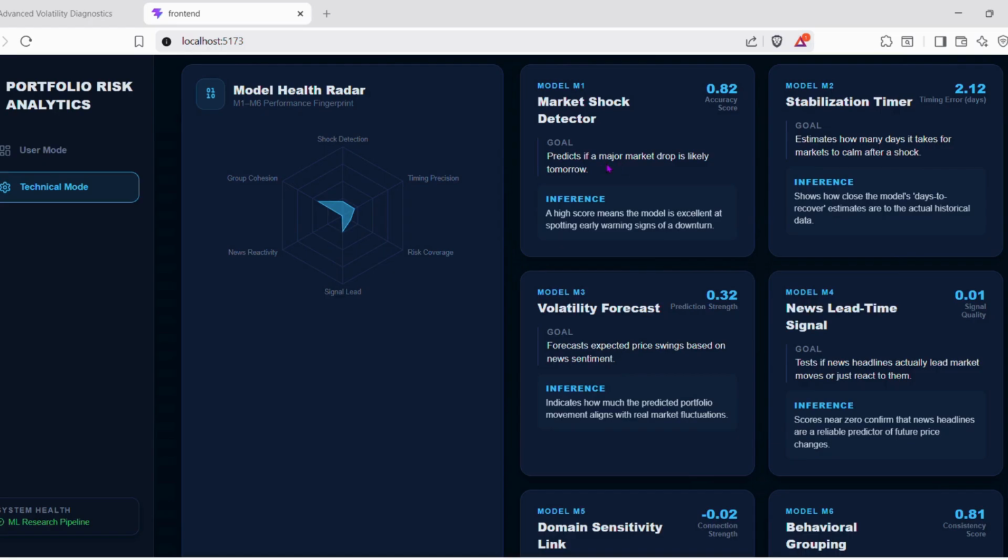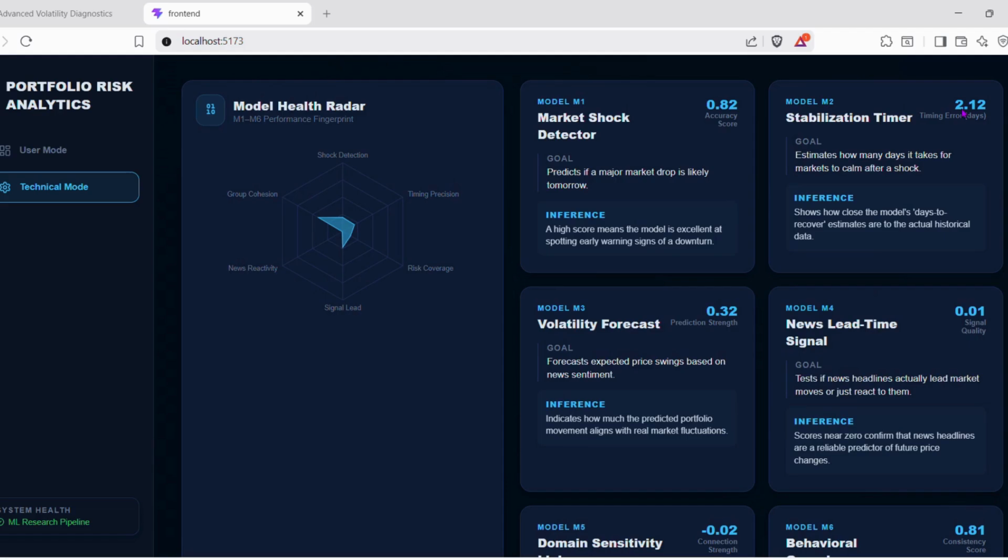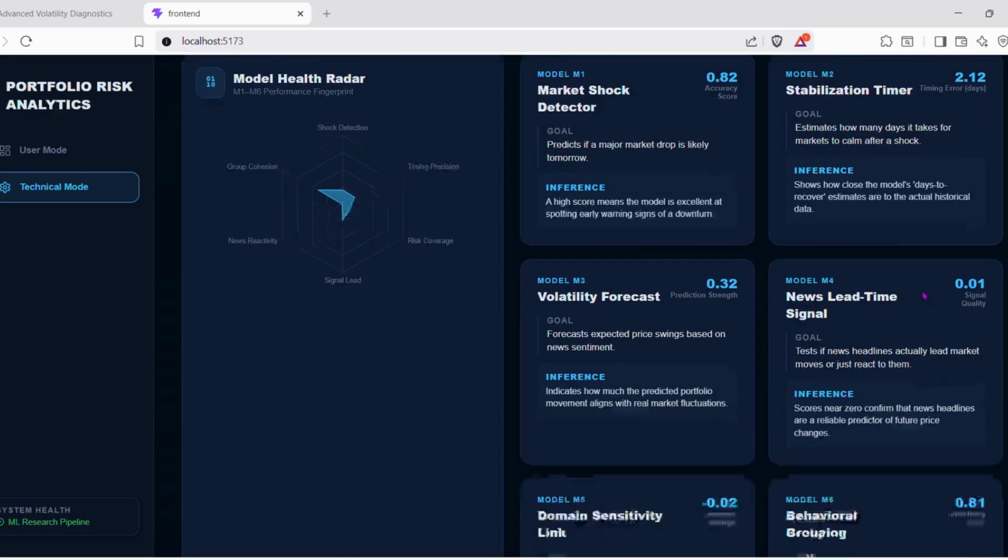Our goal for this model was to predict whether a major market drop is likely to happen tomorrow or not. The second one is a stabilization timer. This is dependent on the first model: if a shock is detected, how much time will it actually take to stabilize? Right now we have an MAE of 2.12 days. That is, whatever number we give, the answer can be off by plus or minus 2.12 days at most.